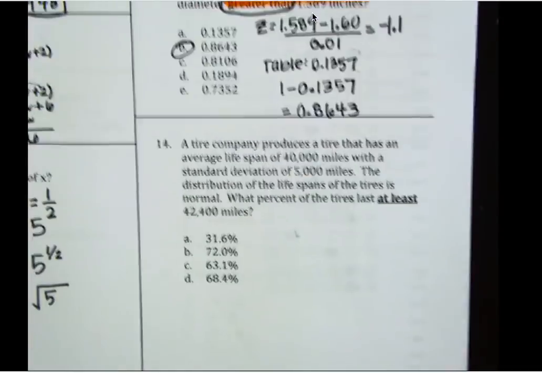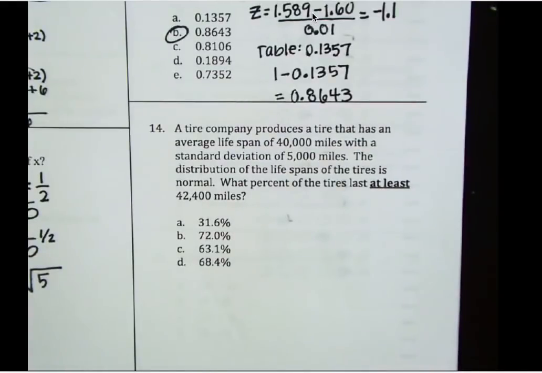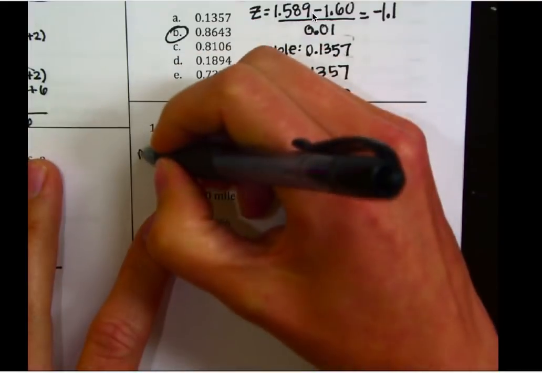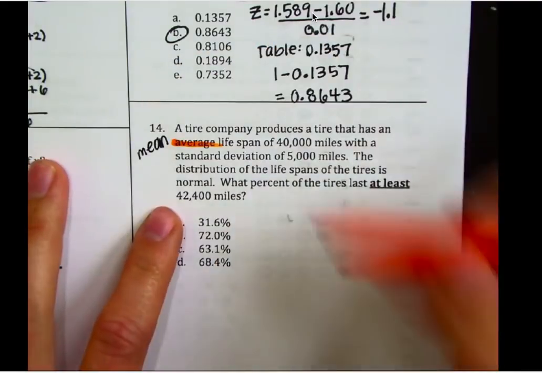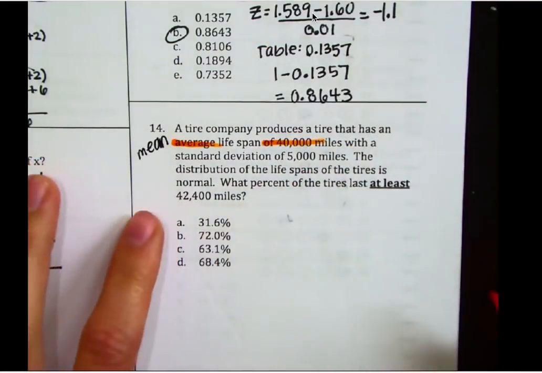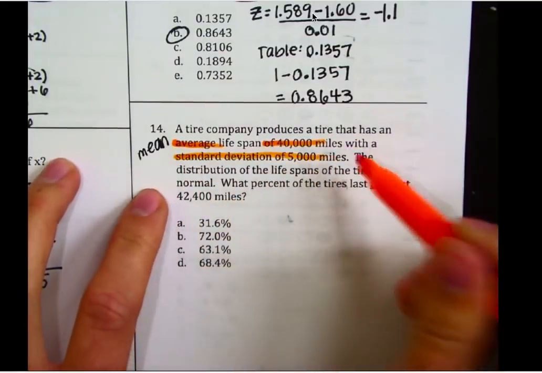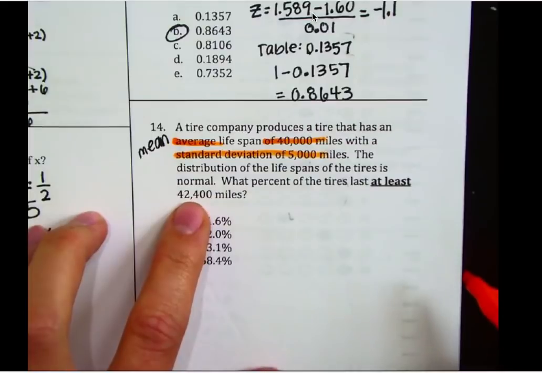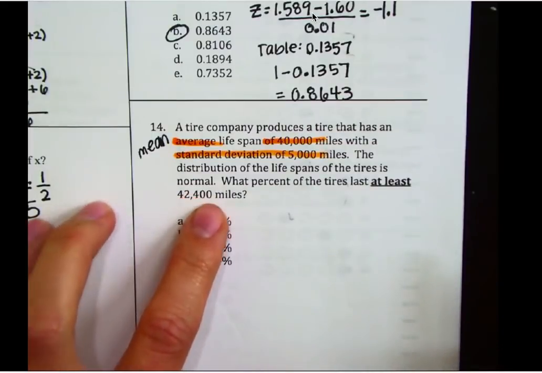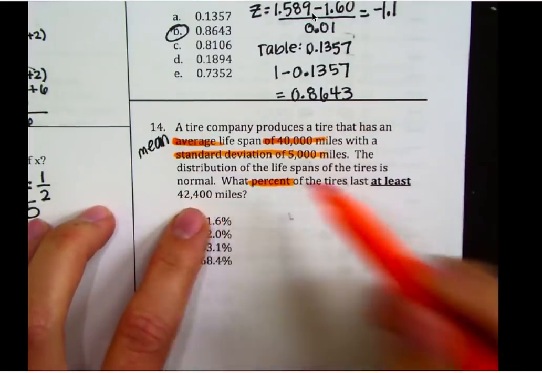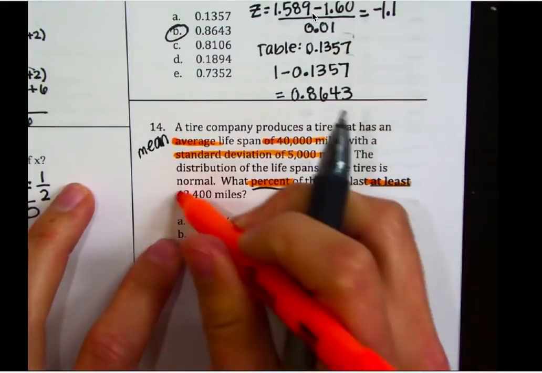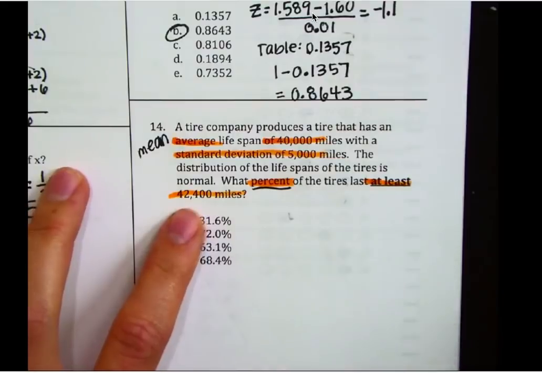Okay, number 14. A tire company produces a tire that has an average, so let's keep in mind that's another word for mean, lifespan of 40,000 miles with a standard deviation of 5,000 miles. The distribution of lifespans of the tire is normal. What percent, that's important, of the tires last at least 42,400 miles?